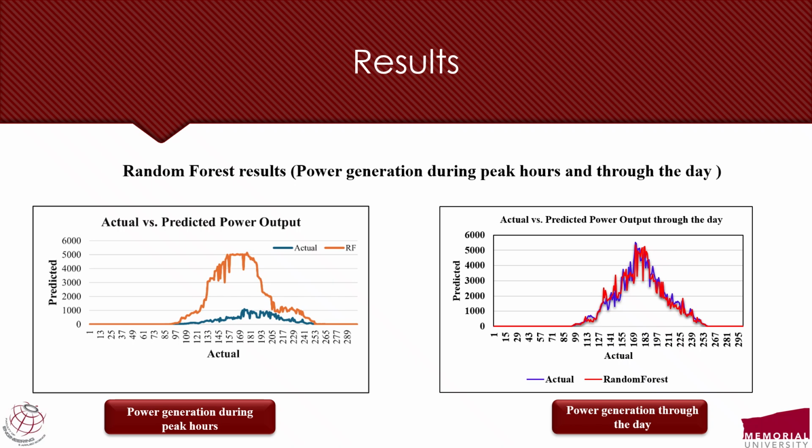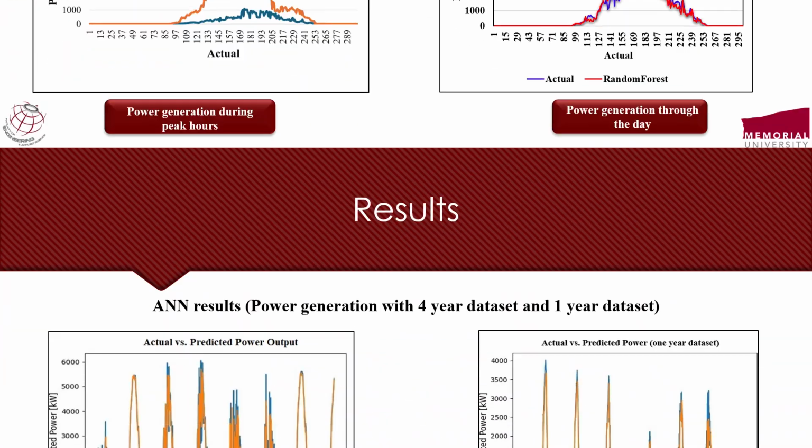Results. This graph shows the performance of the random forest model during peak hours and across the full day. As we can see, the predicted values closely follow the actual power generation pattern, especially during the high output periods, indicating the model's reliability for short-term forecasting.